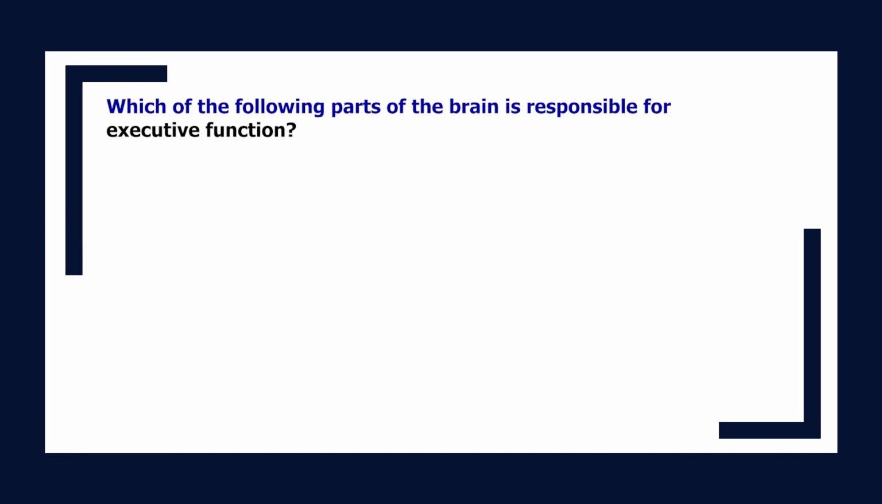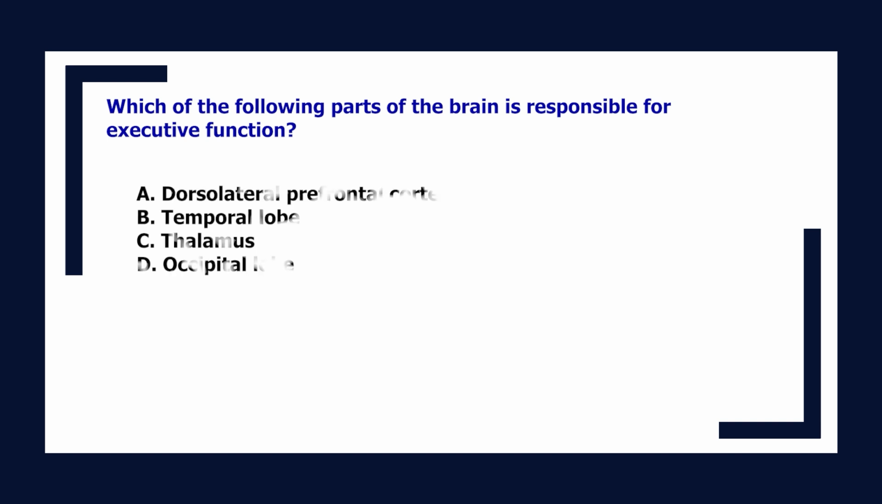Which of the following parts of the brain is responsible for executive function? A. Dorsolateral prefrontal cortex. B. Temporal lobe. C. Thalamus. D. Occipital lobe. The answer is A. Dorsolateral prefrontal cortex.